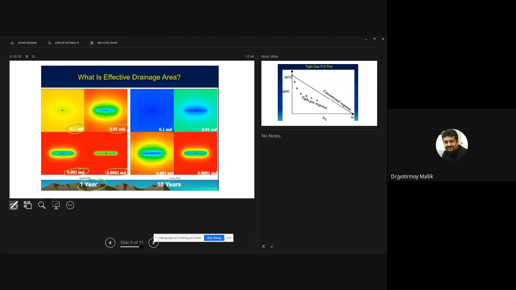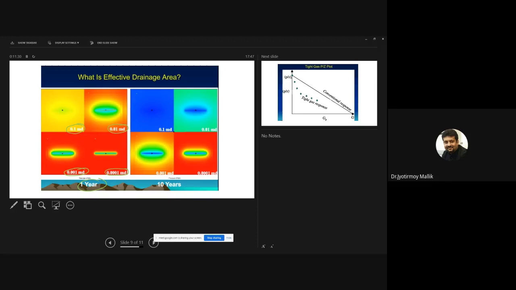Suppose this line is my horizontal well. So you can see in a high permeability reservoir, after 1 year, everything that was red has become yellow. So there is very good pressure communication. After 10 years, everything has become blue because I have excellent pressure communication. So the drainage area of the well is large. That means it is draining hydrocarbon from a larger area.